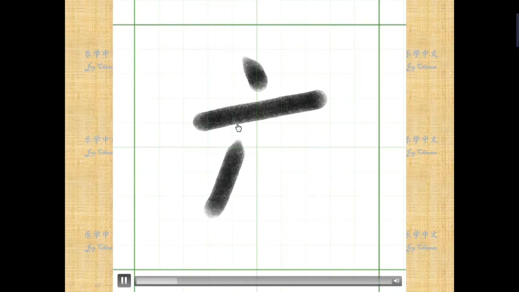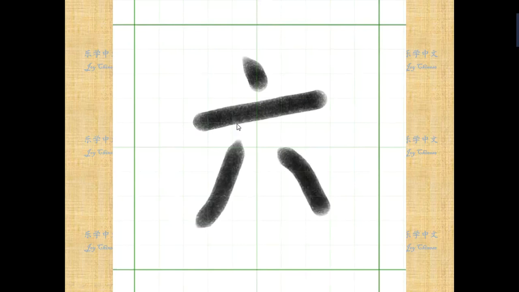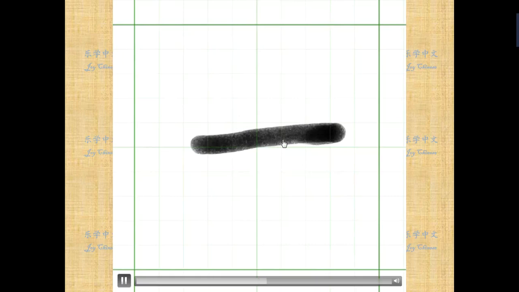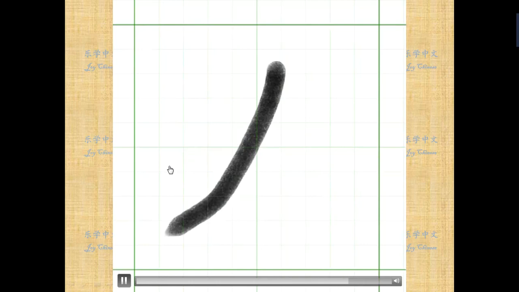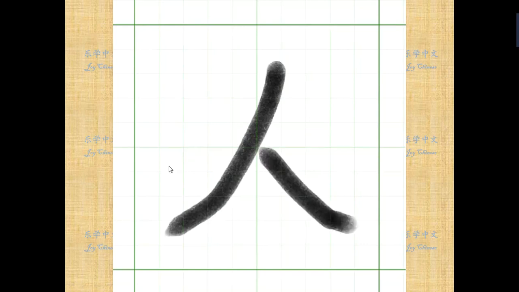Next, I'm going to show you how these 5 different parts organize a character. We start from number 6. 6: 点, 横, 撇, a big 点. Next one is 10. 10: first horizontal stretch, then vertical 竖. 横, 竖. 人: 撇, 捺.